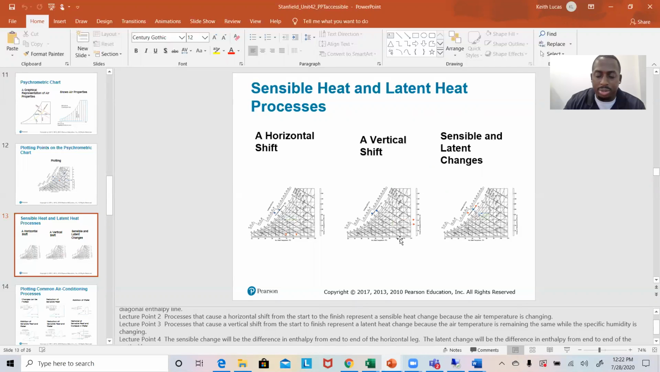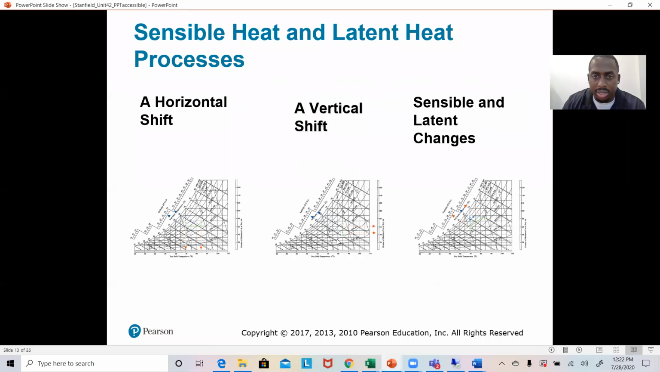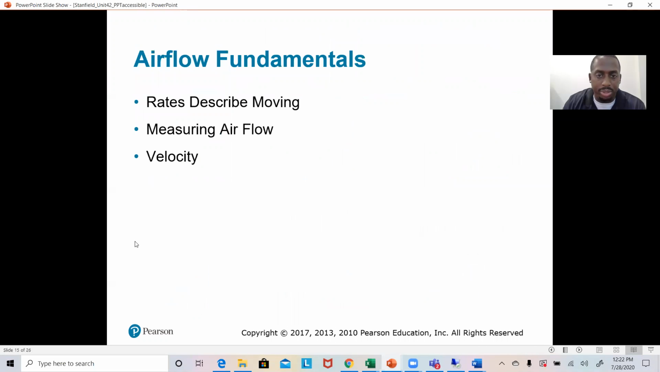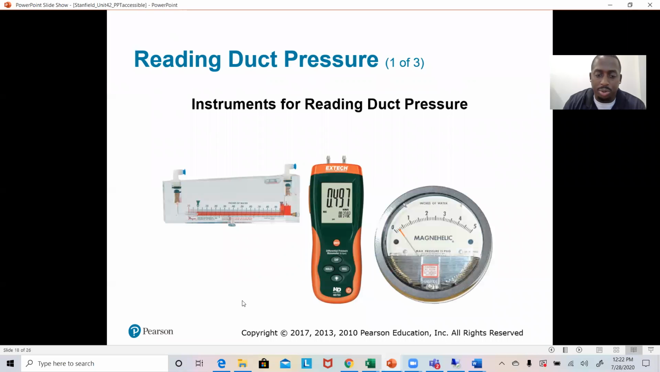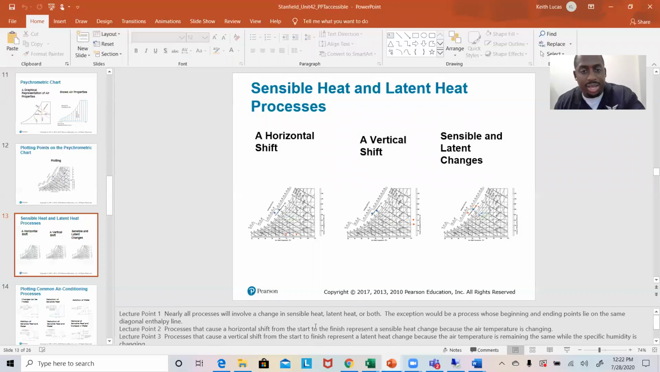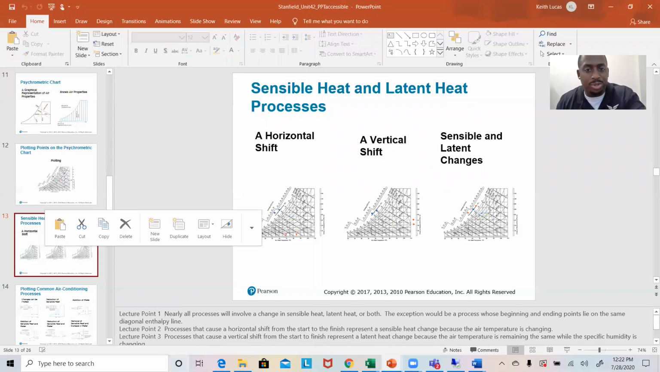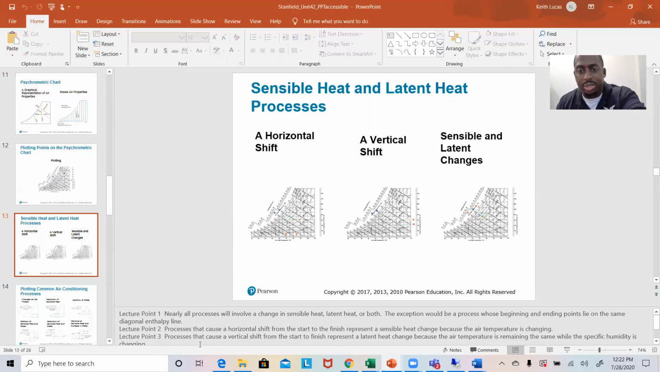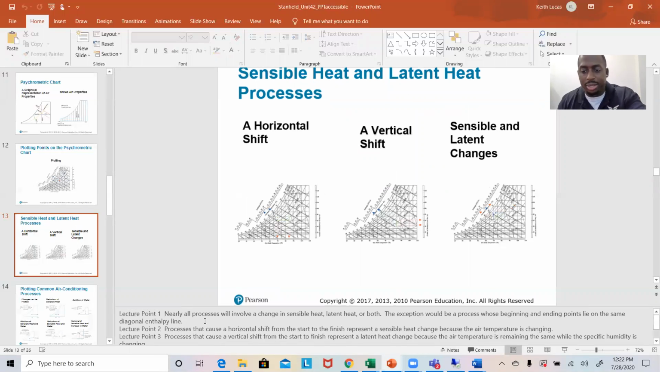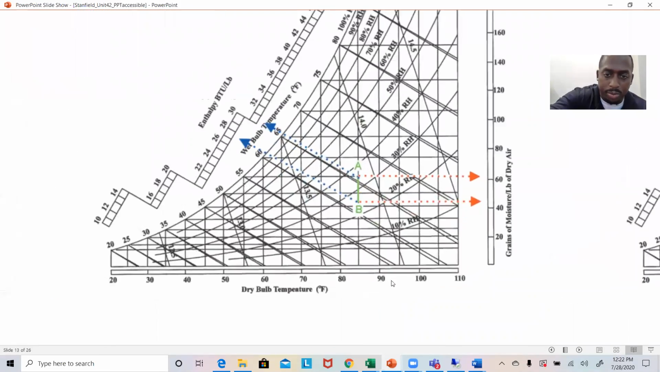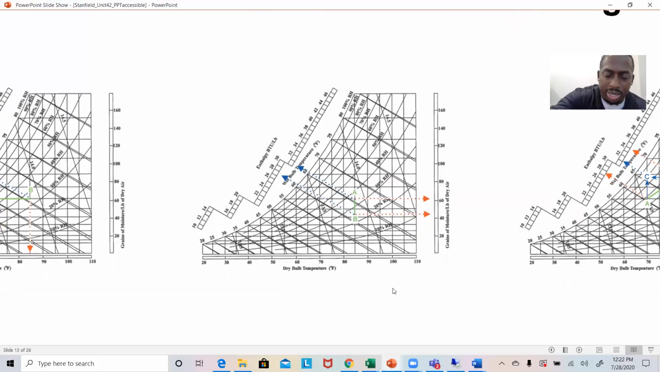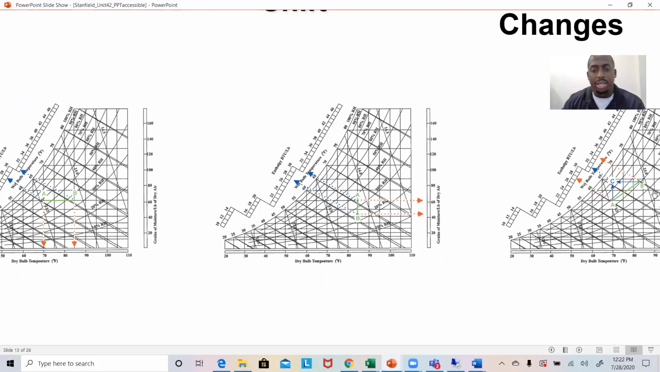So let's take a closer look at that. So vertical, I'm just going right on through this, huh? This one. My bad. All right, here we go. So anyways, they were mentioning a vertical change.